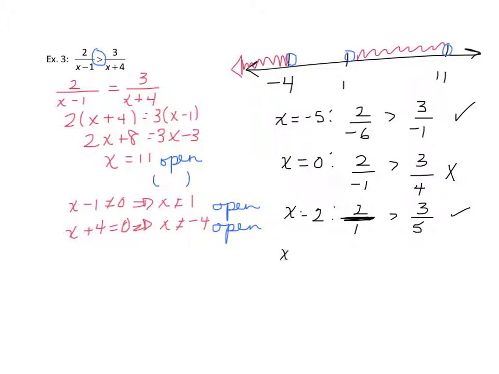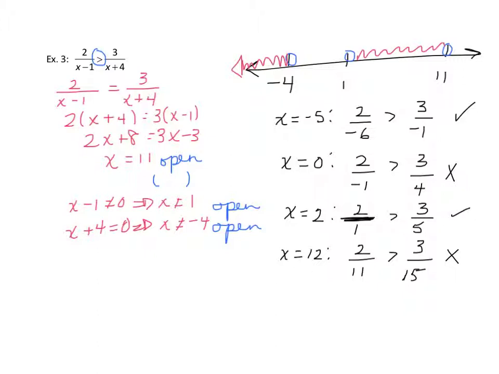Lastly, I'll test a value greater than 11. I'll use 12. This leads me to a statement that says 2 over 11 is greater than 3 over 15. And 2 over 11 is just slightly smaller than 3 over 15. So this is not a solution, so we'll have no shading above 11.